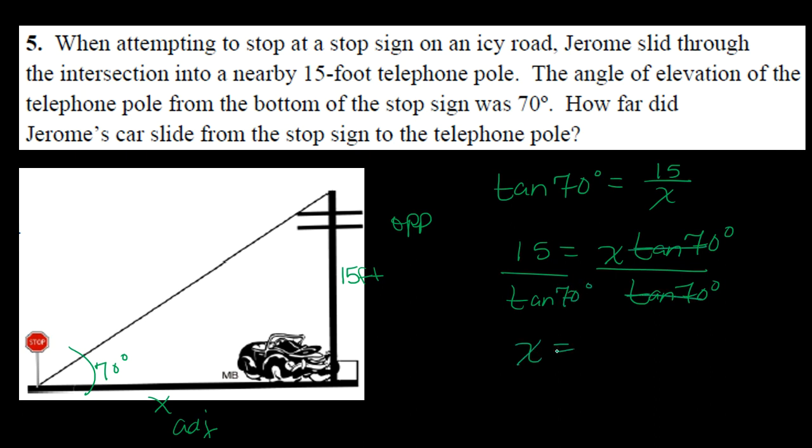So x is equal to 15 over the tangent of 70 degrees. So n over d feature, 15, tangent 70. And that gives us, we round to the 10th, so it'll be 5.5 feet.